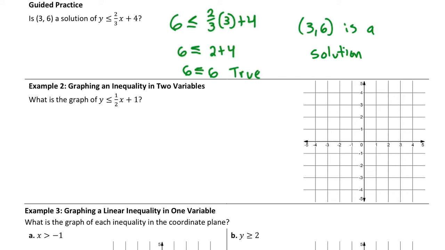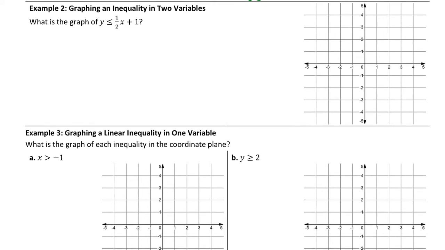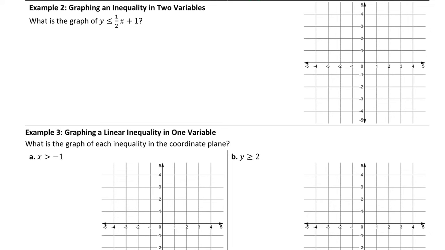Now in example 2, we are going to get some review graphing y equals mx plus b. So we have to remember in this equation it's y is less than or equal to 1/2 x plus 1. So in that equation, the slope is 1/2, the y-intercept is 1. So I'm going to start by graphing the y-intercept of 1. And I'm going to graph the point 1, 2.